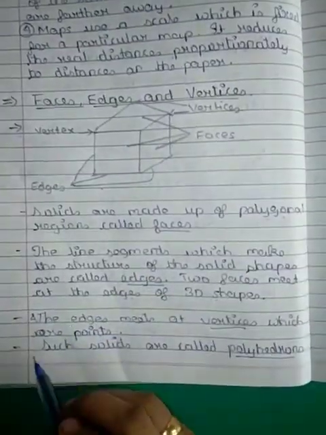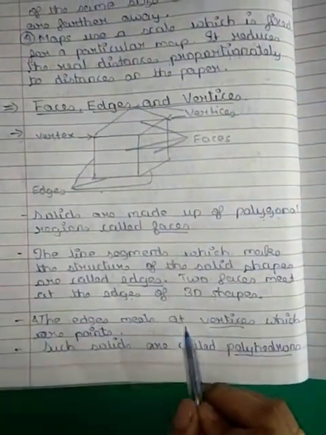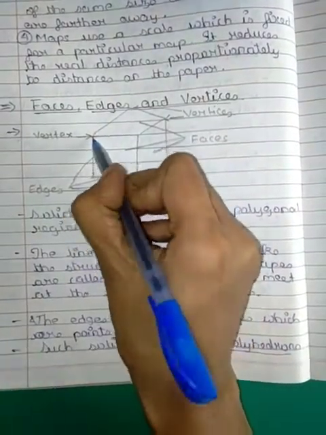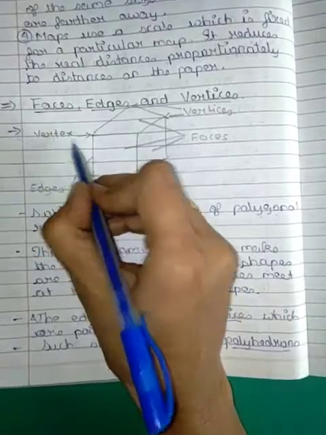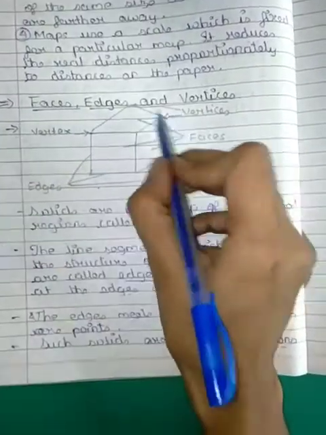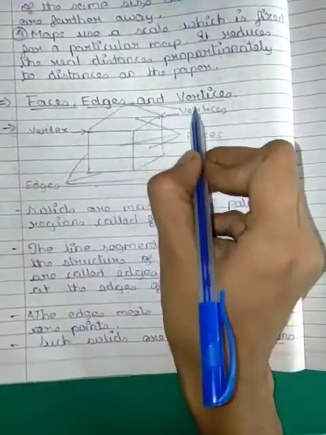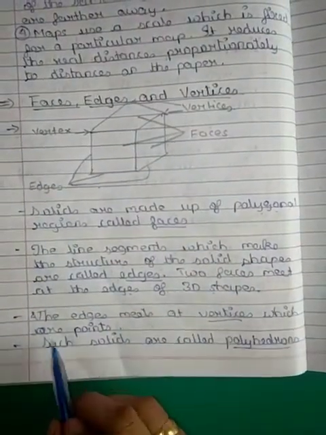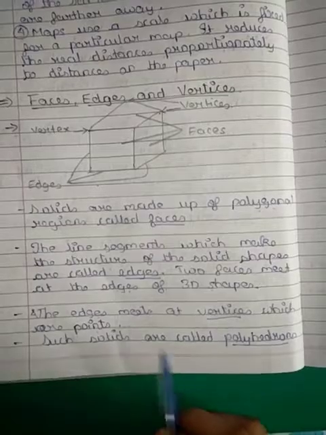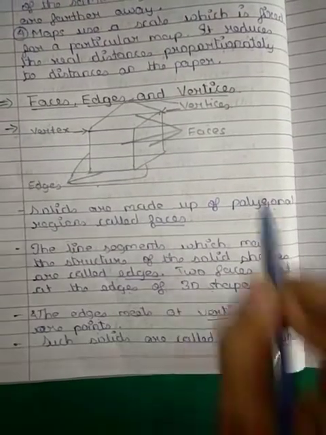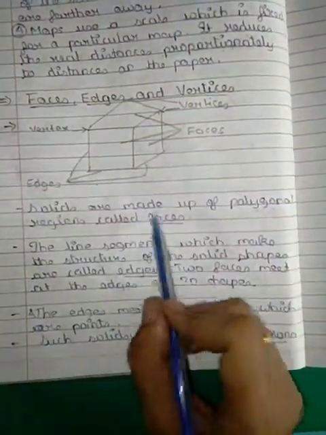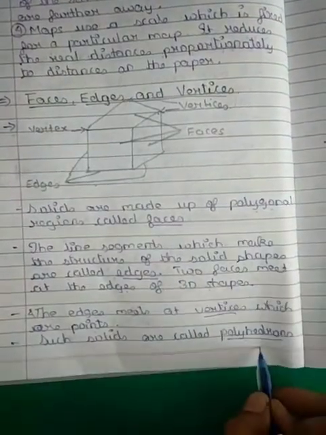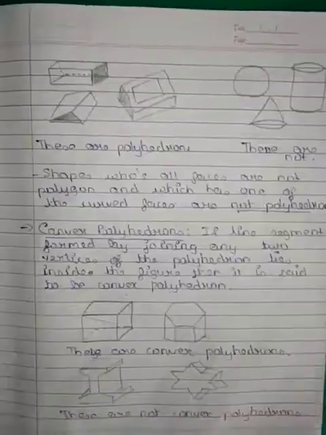And the edges meet at vertices. Many edges meet at a point, and that point is known as a vertex, that is the singular form, and a number of vertices are called vertices. Okay, so the edges meet at vertices which are points. Such solids are called polyhedrons. Solid shapes which have faces, edges and vertices are known as polyhedrons.